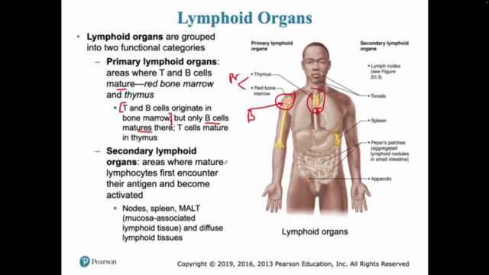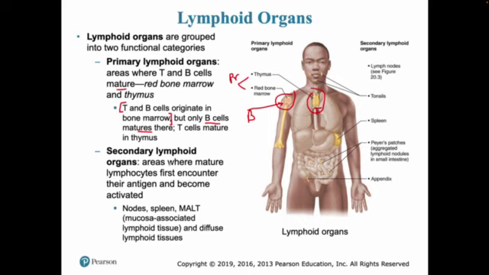The secondary lymphoid organs, what are those? When lymphocytes are maturing, they are not necessarily ready to fight an infection. They have to encounter an antigen in order to get activated, and that happens in these lymphoid organs. For example, the lymph nodes, the spleen, MALT, which is mucosa-associated lymphoid tissue, and there are also some lymphoid tissues diffused around our body systems, called diffuse lymphoid tissues.